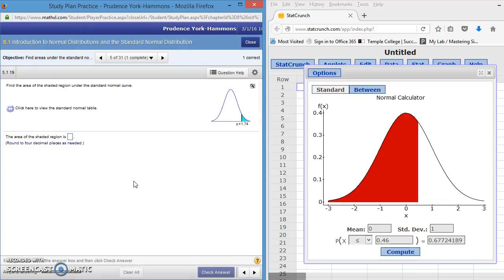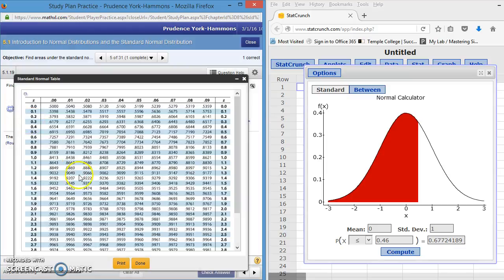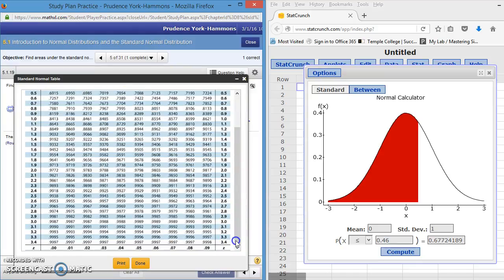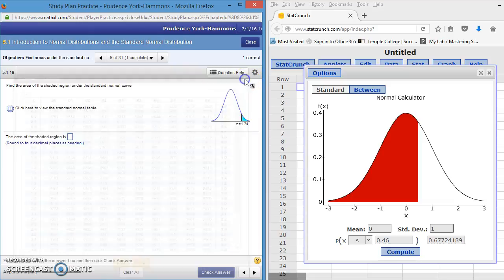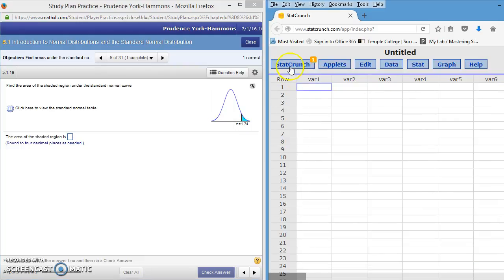Now the next question wants to find the area to the right. Now if you were looking at the standard normal table with all of these z values, you would have to figure out what this same area would be equivalent to on the left side. But with StatCrunch, you still are using, I'm going to close this one so that we have that table, and then I'm going to open another one so that for each question you have a StatCrunch.